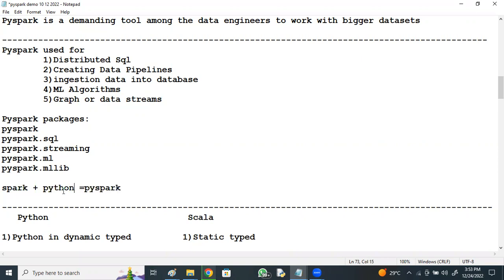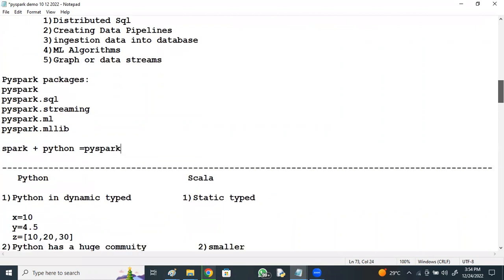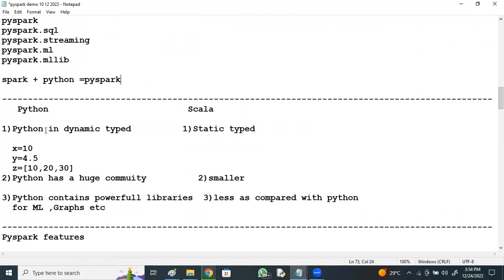Spark execution model combined together with Python as a programming language, we say PySpark. Now if you see the difference between Spark implementation using Python and Scala, Python is dynamically typed. Python is a dynamically typed one, so what value you are assigning, based on that.